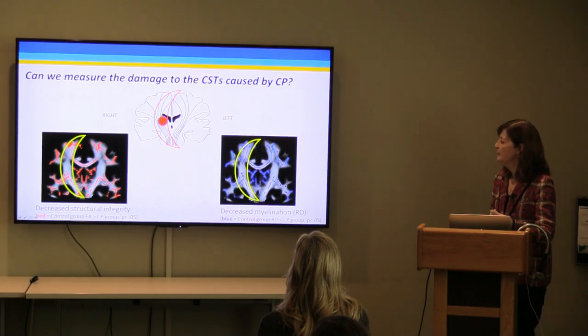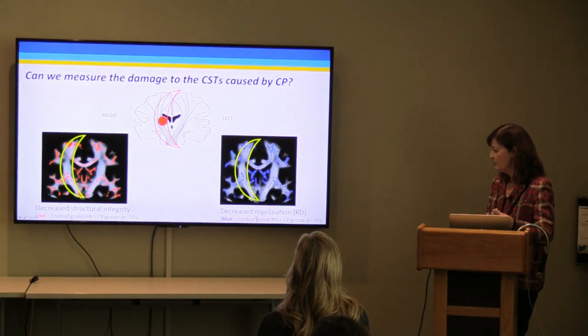And then here, when we look at RD, we found that the control group RD was lower compared to the CP group. So it was increased in the CP group, so it's shown here in blue. And we can see that there's a lot of loss of myelination throughout the brain, but definitely in the corticospinal tracts as well.